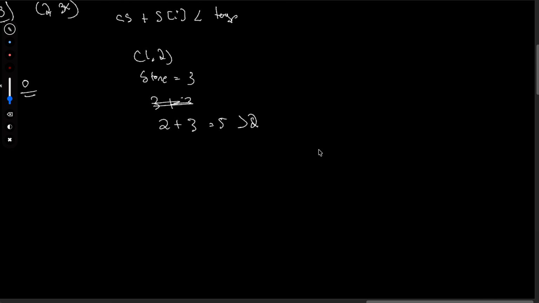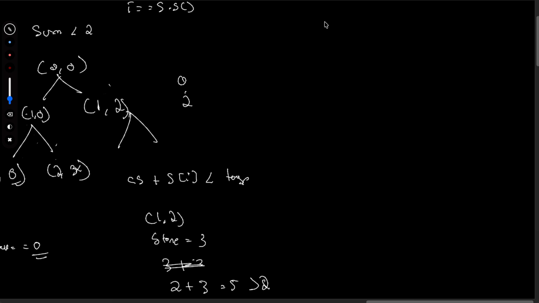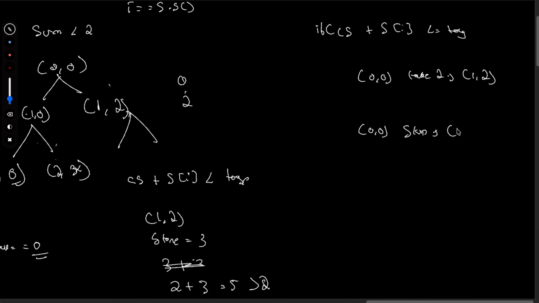See, if current sum plus stone of I is less than or equal to target, it means we create a branch only if valid. So it was the actual code. If we have 0 comma 0 and take 2, it becomes 1 comma 2. Next we want to create a skip. If I ignore this stone, 0 comma 0 becomes 1 comma 0.